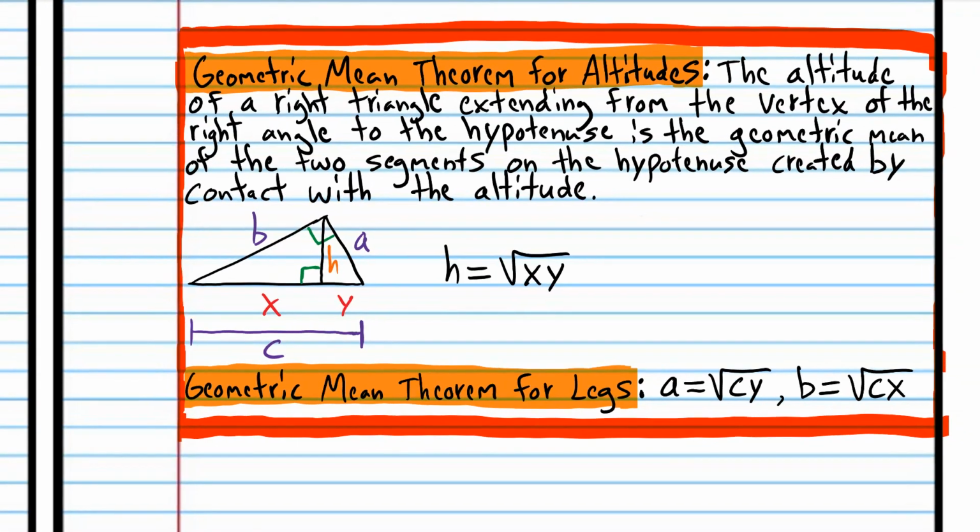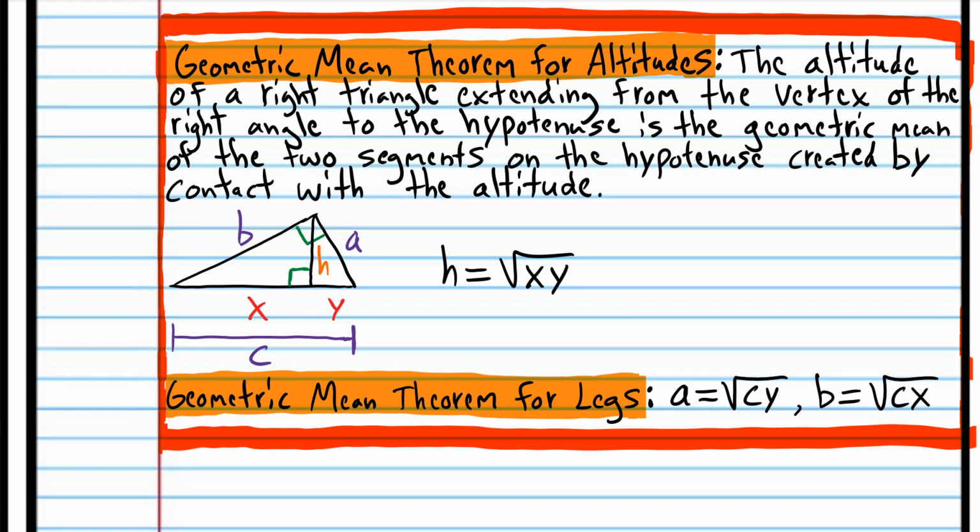The geometric mean theorem for altitude says that the length of the height, the measure of the height, the length of this segment, is the geometric mean of these 2 segments that are created by the intersection of the altitude with the hypotenuse. So again, I know that seems kind of confusing, but when we drop this altitude down, we cut the hypotenuse, so we have one length here and another length here.